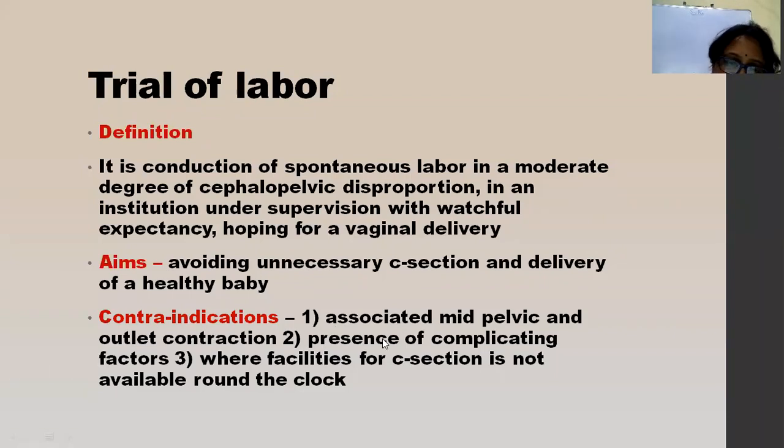What are the contraindications? Any associated mid-pelvic and outlet contraction, and the presence of any complicating factors which we have seen earlier, like elderly primi, previous cesarean, or other medical illnesses. Also, this has to take place only in an institution where facilities for cesarean section are available round the clock, 24 hours. Otherwise, you cannot conduct a trial labor.